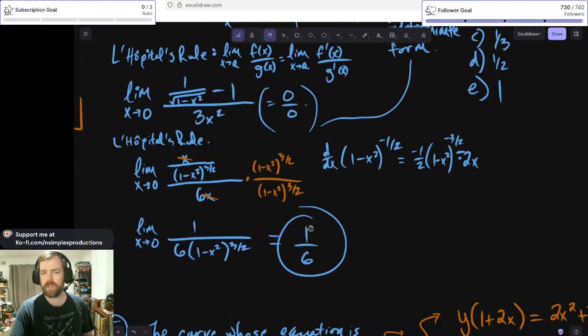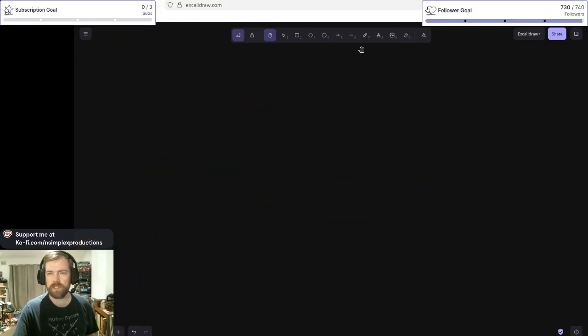Let's see if we can't do one more. So number 6. And I mean, this is the end of the page. Oh, sucker.